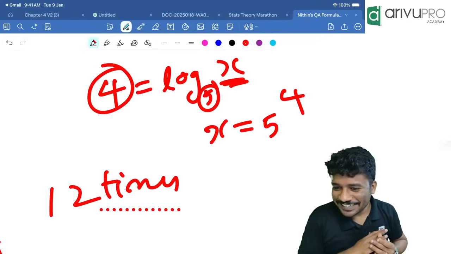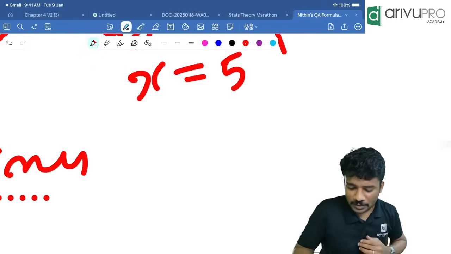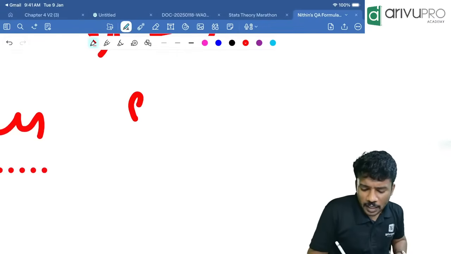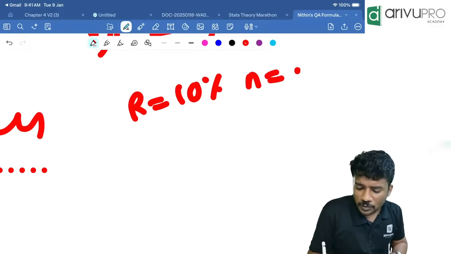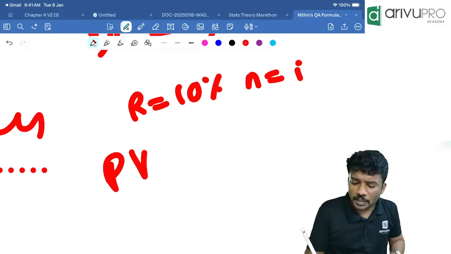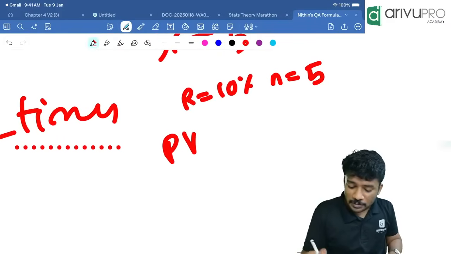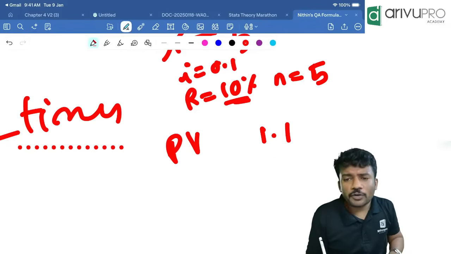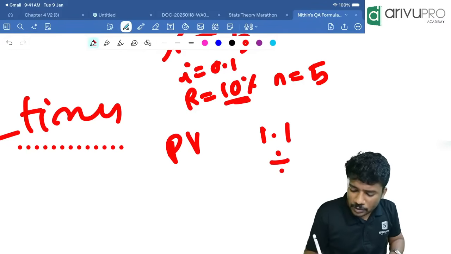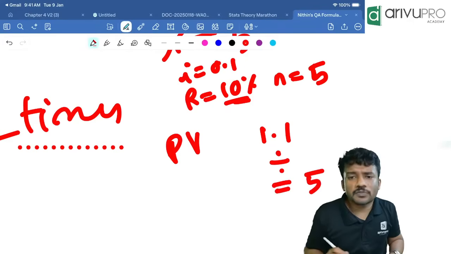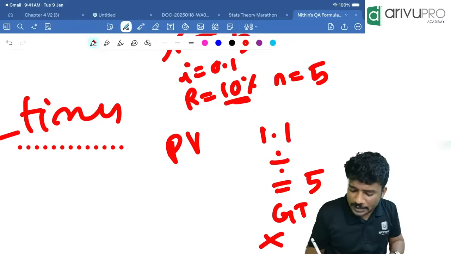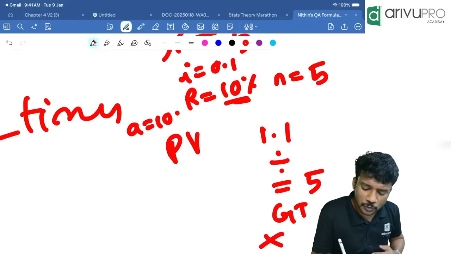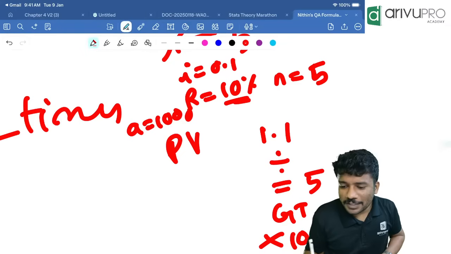Yes, Jitendra. GT factor, how to find the GT factor? If R is equal to 10 percent and N is equal to 5, how will you find PV using the GT method? Type 1.1, because the i value is 0.1. That means 1.1 on your calculator, divide, then N is equal to how much? That means equal to how many times? 5 times. Then click the GT button, then multiply it with the annuity value. If A is equal to 1000, multiply it with 1000, you will get the answer.